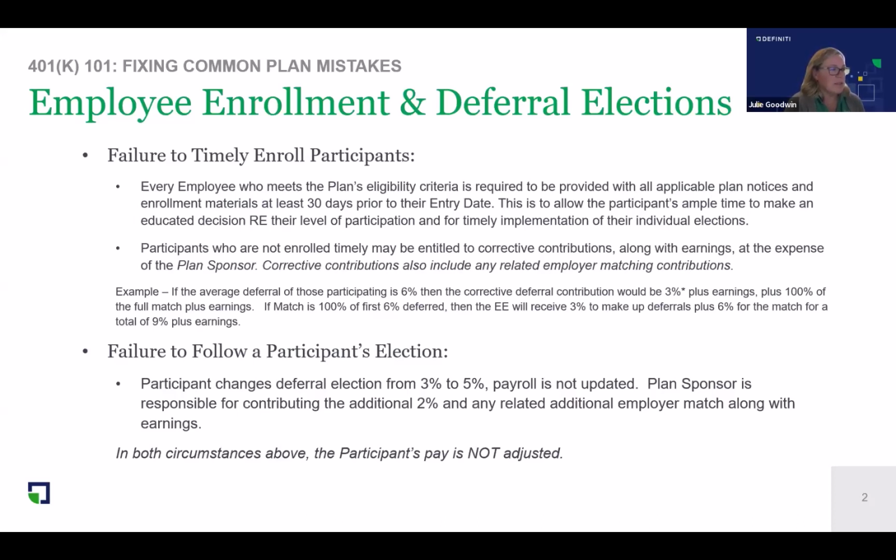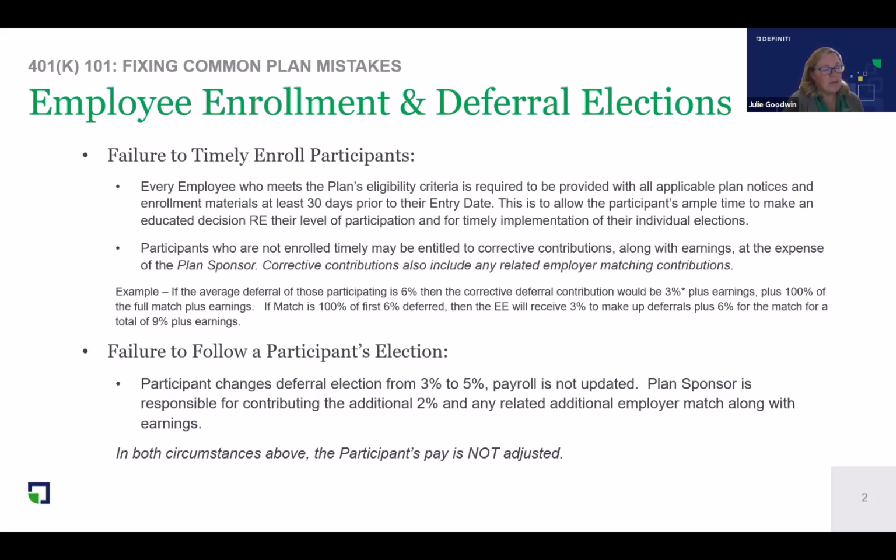This is also going to be similar to the failure to follow a participant's election. For example, say Mary was given the opportunity to enroll and she was deferring at 3%, and later she changed to 5%, but you didn't put that into the payroll system. So for the rest of the year, you only withheld 3%.